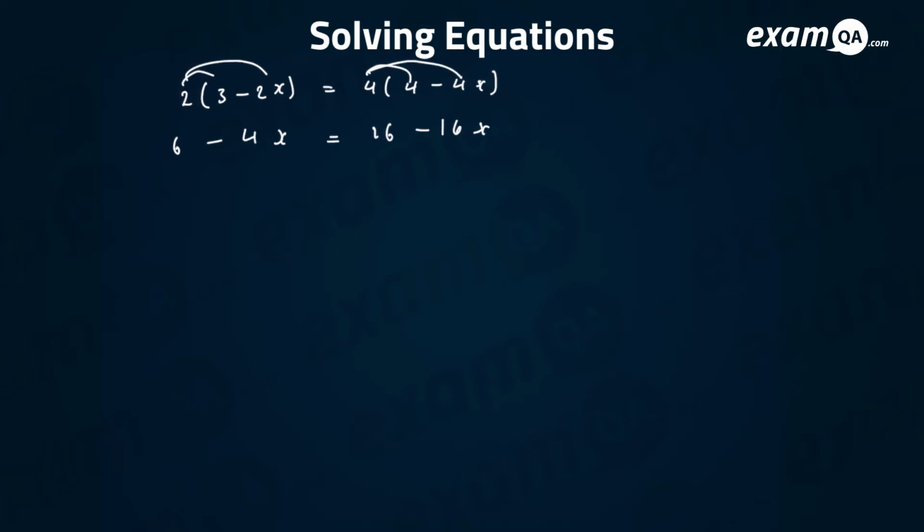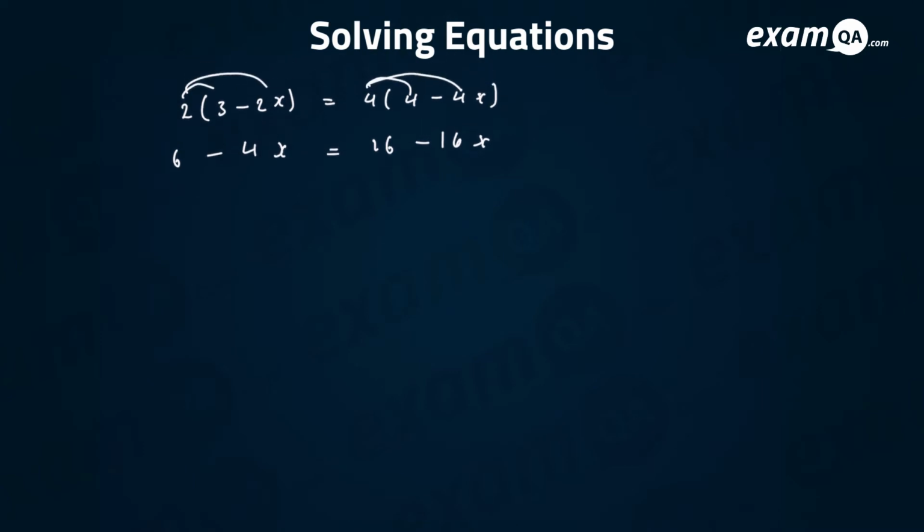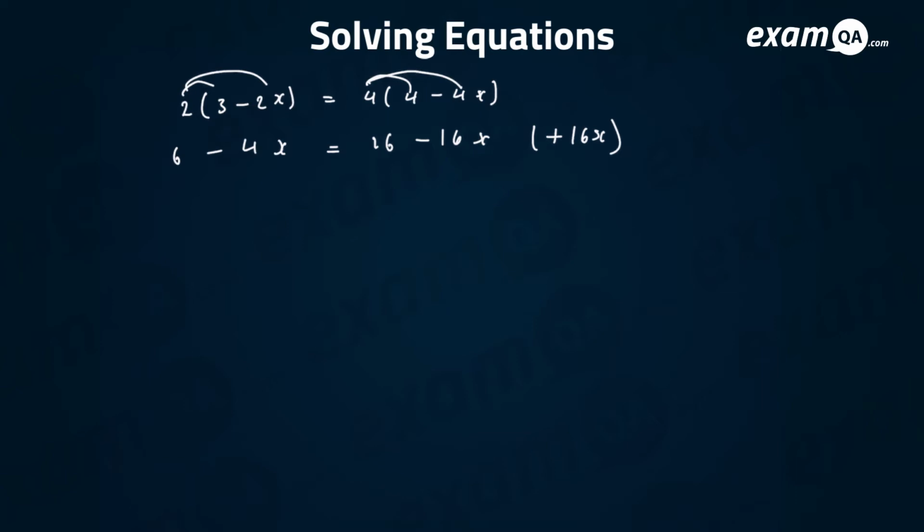Now what we're going to do, we're going to bring all the x's onto one side and bring everything else to the other side. Now here it looks a bit different because both x's are minus. Now there's a few ways to do it. What I would do is bring the more negative x to the other side. So what's the opposite of minus 16? The opposite of minus 16 is plus 16. So I'm going to plus 16x to both sides.